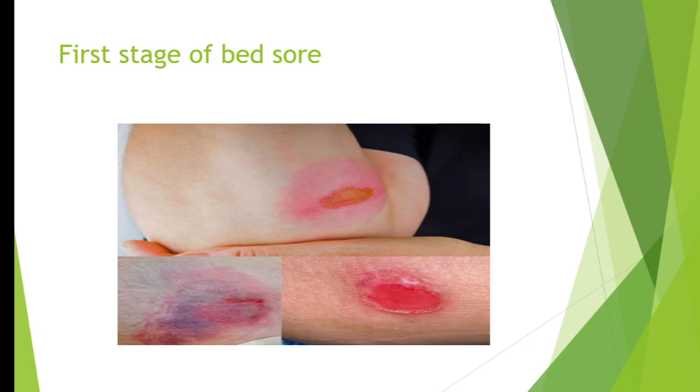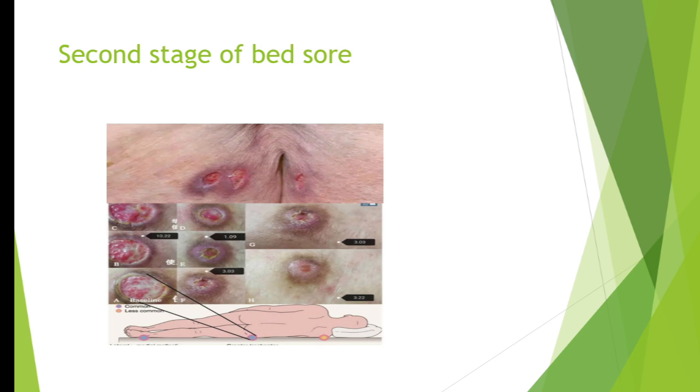After that we have to talk about the second stage of bed sore. You can see this picture. The picture is showing the second stage of bed sore. In the second stage of bed sore, there is loss of epidermis and partially dermis. The epidermis layer and partially the dermis layer are involved in this stage. It appears as a shallow open sore with a red, pink wound bed, or blisters are also present. You can see this picture easily.